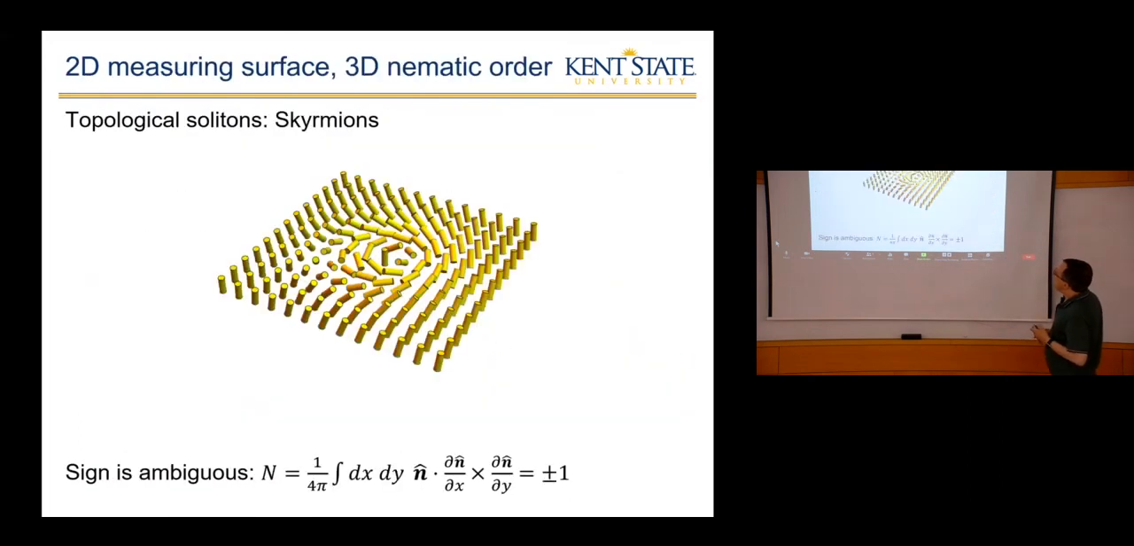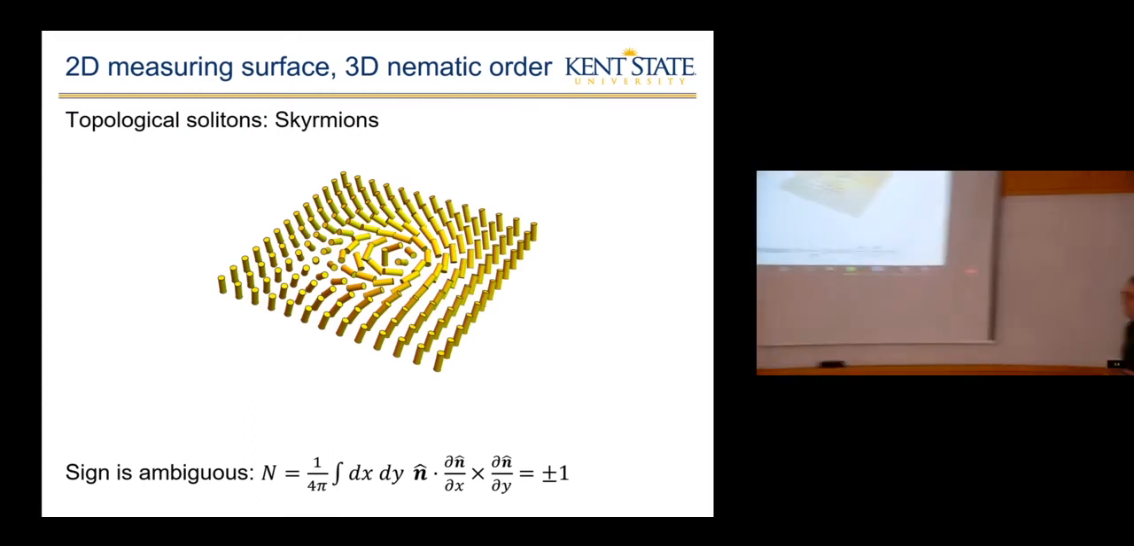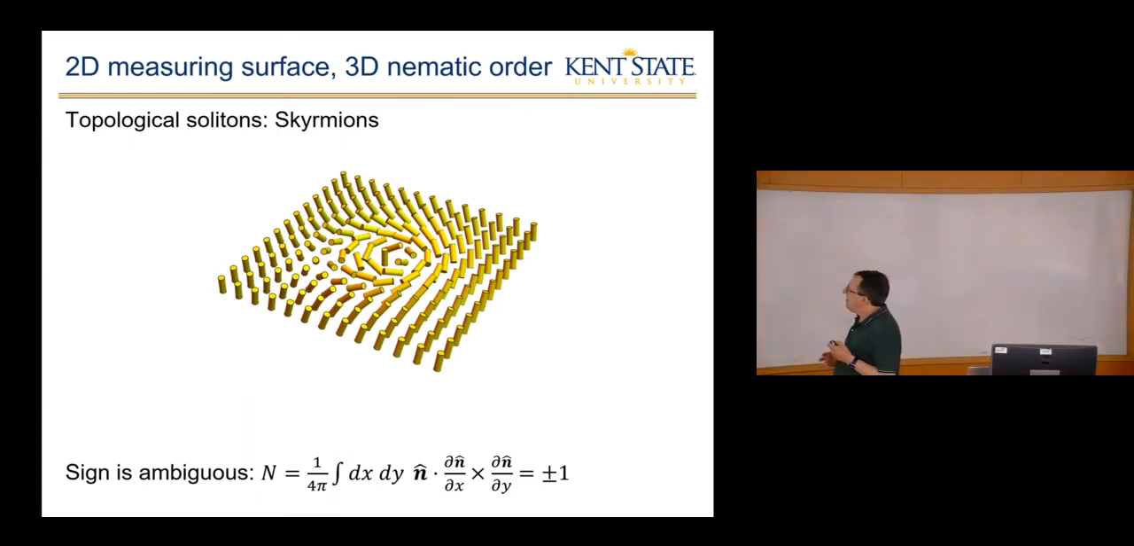And likewise, with skyrmions, you can have a baby skyrmion like this, where the director is vertical, and then it tips over, and then it turns around and it's vertical again. And this has a skyrmion number of one, or maybe it's minus one. The sign is ambiguous.